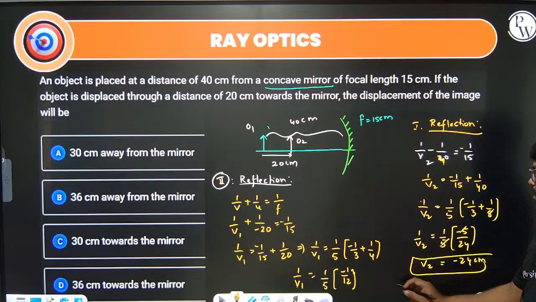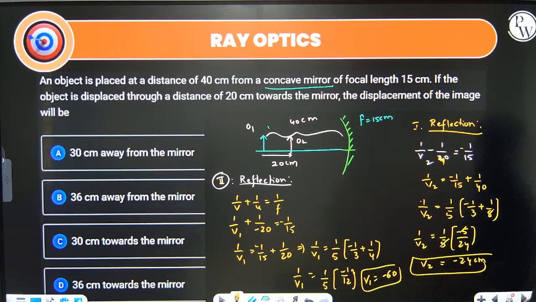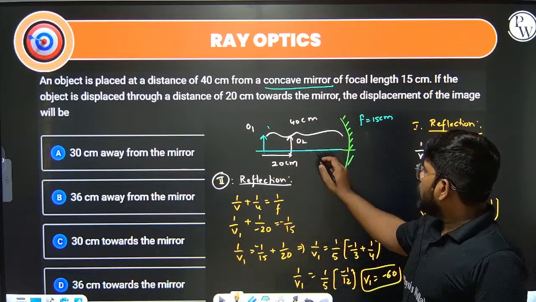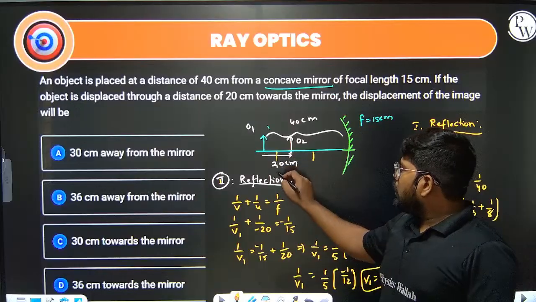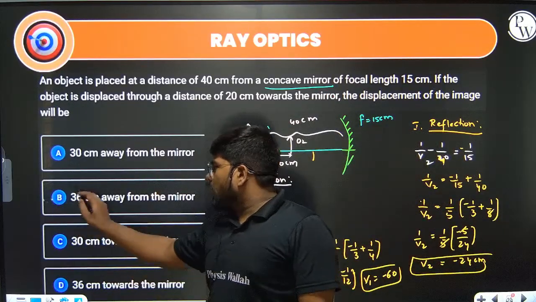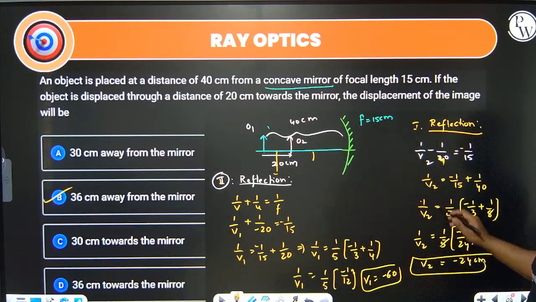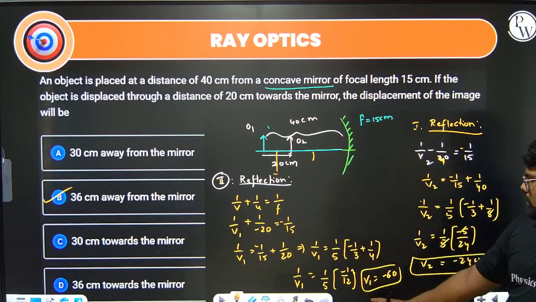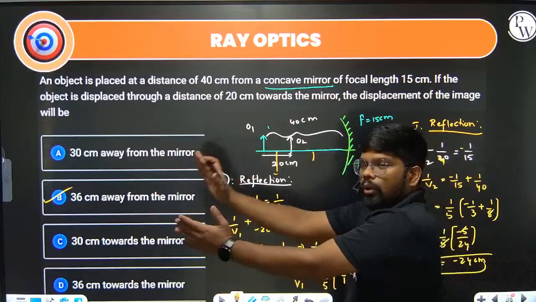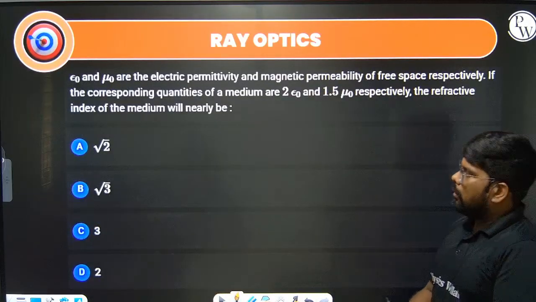How much distance? First it is at minus 60. So what is the gap? It is 36 centimeters. Initially here, then finally here, when we move towards the mirror, the image will move away. So it should come out to be away from the mirror. Okay, so the first image is at 60, the second image is at 24. So from 24 when you go to 60, it is traveling 36 centimeters.